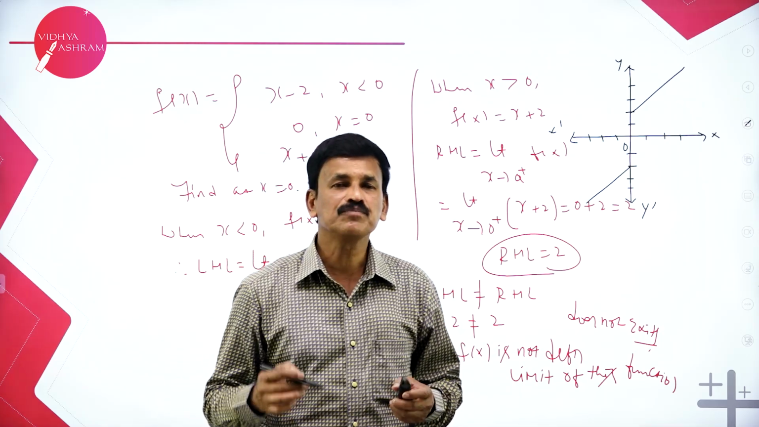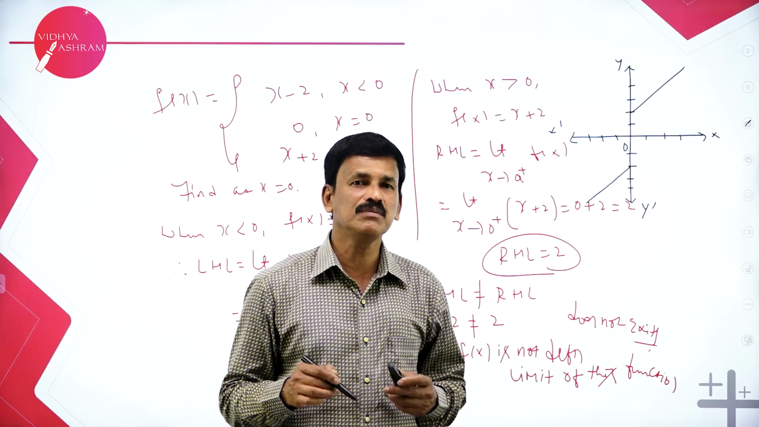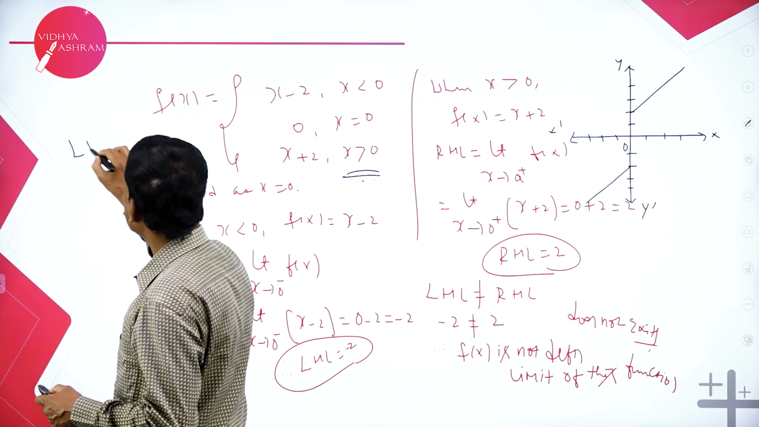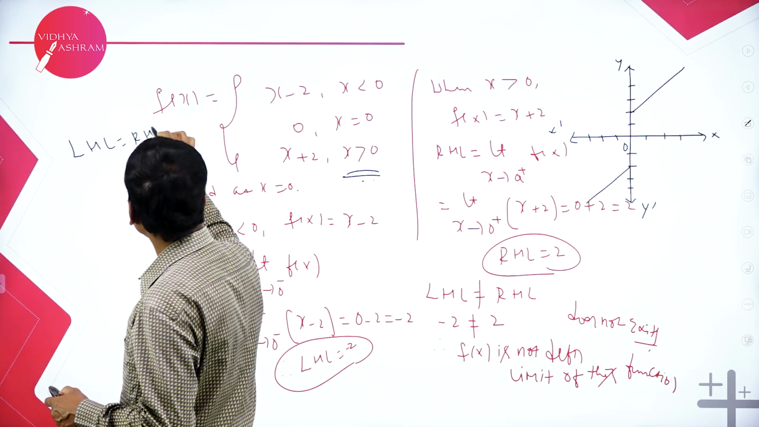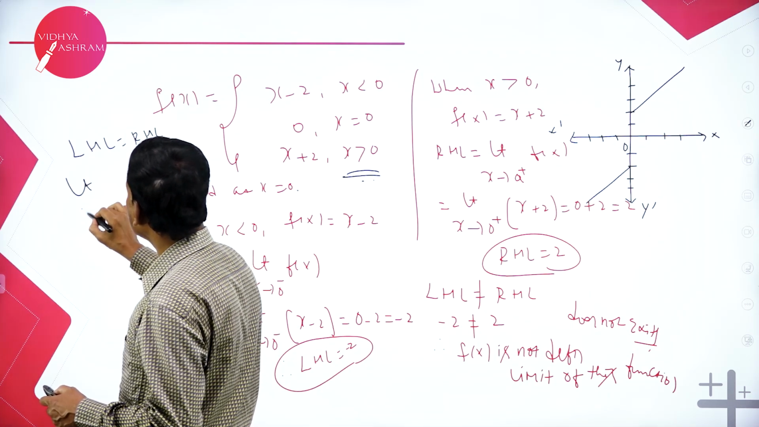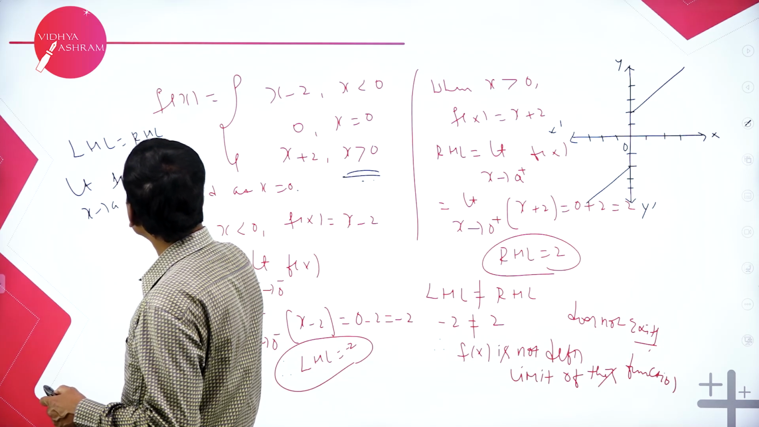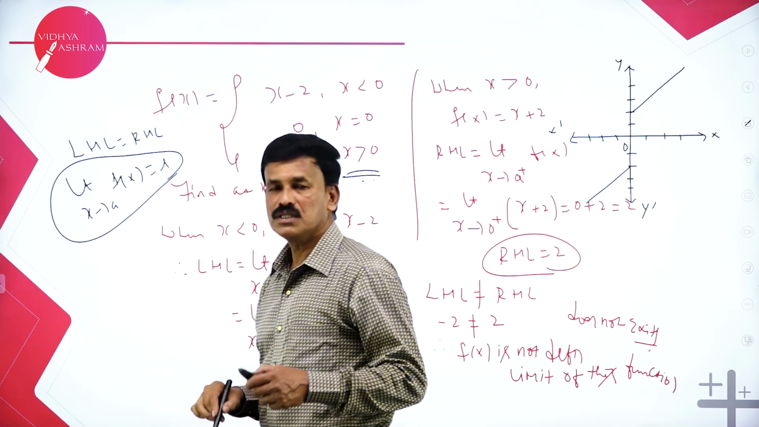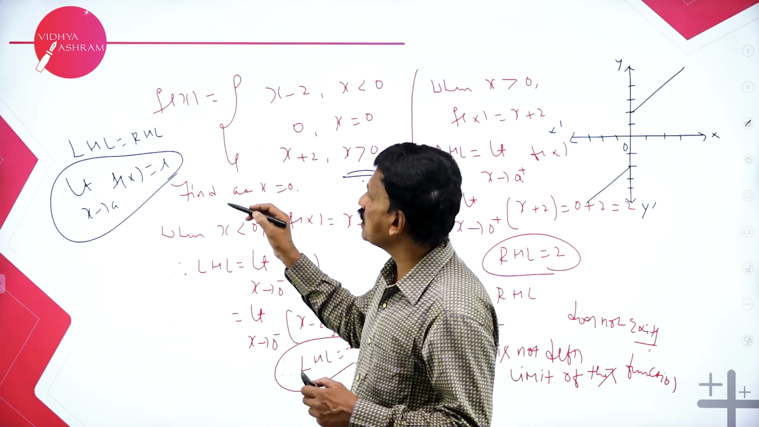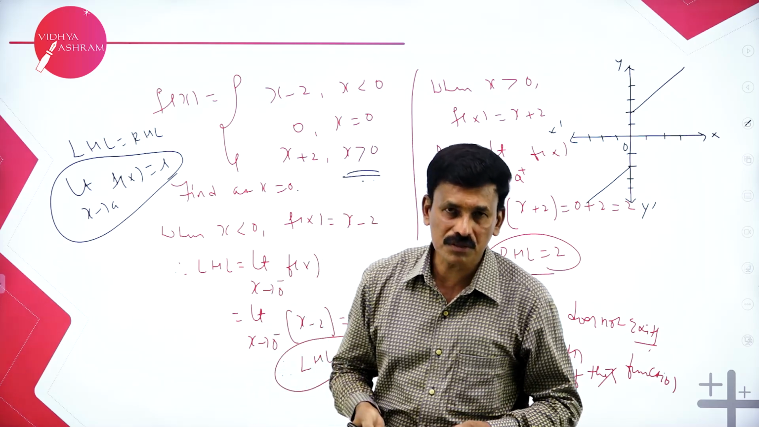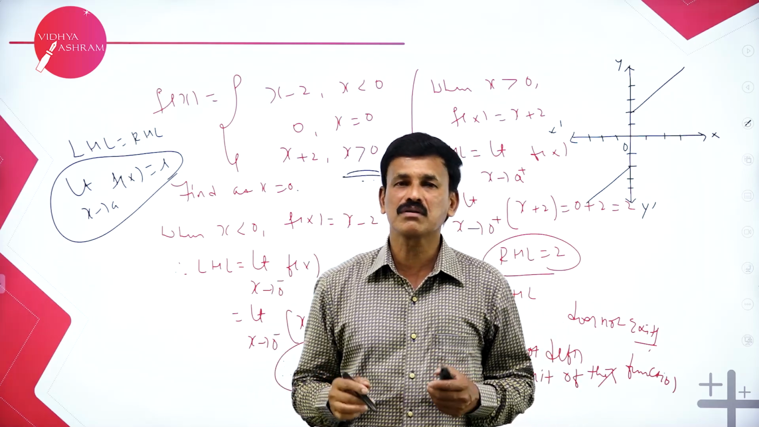So in general, if left hand limit and right hand limit are equal, then this is denoted as limit x tends to a of f of x is equal to L. That is called the limit of a function. So the limit will exist. If left hand limit and right hand limit are not equal, then the limit of the given function does not exist. So very simple concept. That's it.